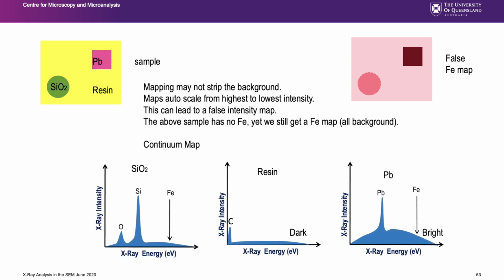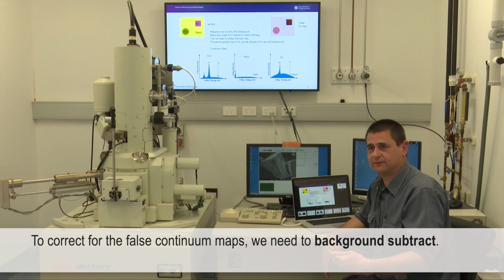Here's an example. Each one of the spectrums, the silicon, the resin, and the lead, none of them have an iron peak in it, but they've got different heights of continuum, and the mapping software just automatically scales from the lowest number to the highest number, and it looks like I've got a map. It's not an iron map, it's a density map, or continuum map is a better description. You can correct for that, but you've got to background subtract.